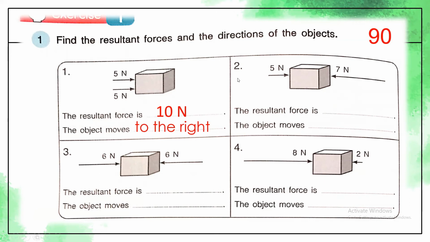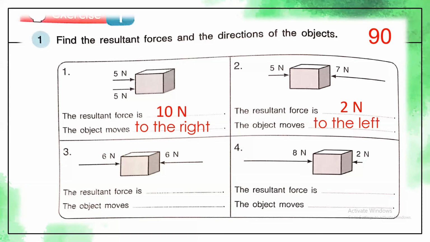For number 2, we have 5 Newton force going to the right and 7 Newton force going to the left. What case is this? It will fall under case 2, right? So we have to subtract the smaller force from the bigger force. 7 minus 5 is equal to 2 Newton. The object moves to the blank. What is the direction? So we can see here that the direction of the bigger or the larger force is going to the left. So the direction is to the left.